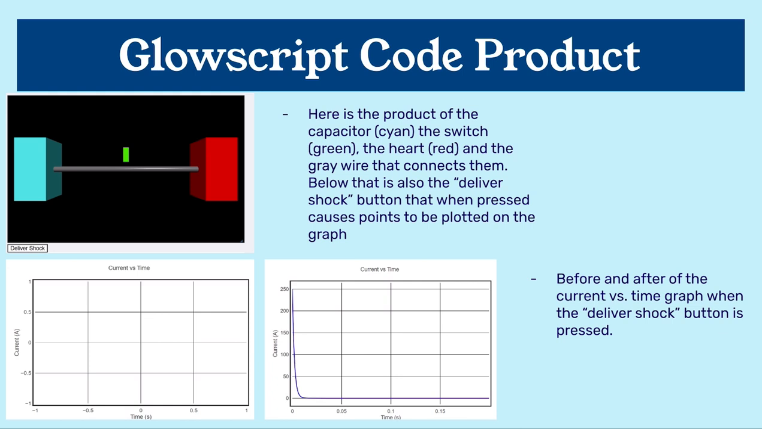Here is the product. The top left shows a piston box, a gray wire, a green switch, and a red box, and each of these represents something different. And then the bottom shows a before and after current versus time graph after the deliver shock button is pressed.